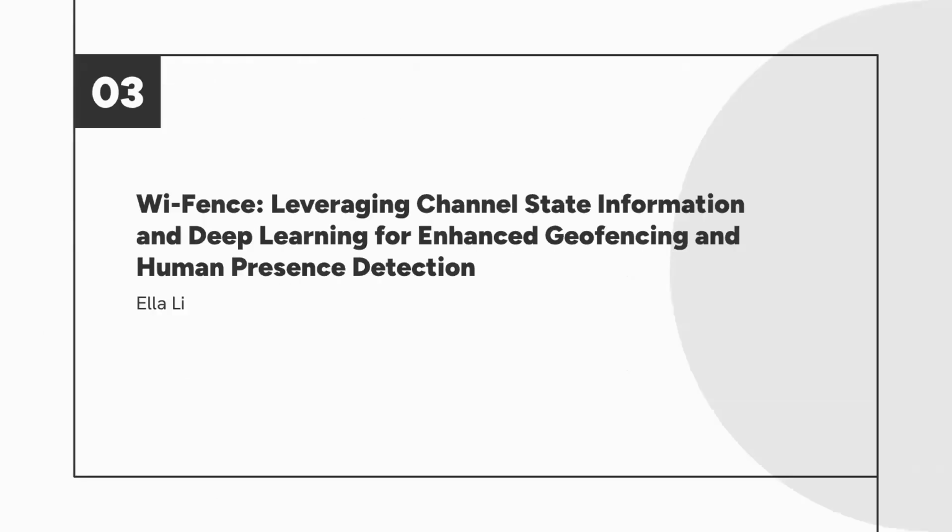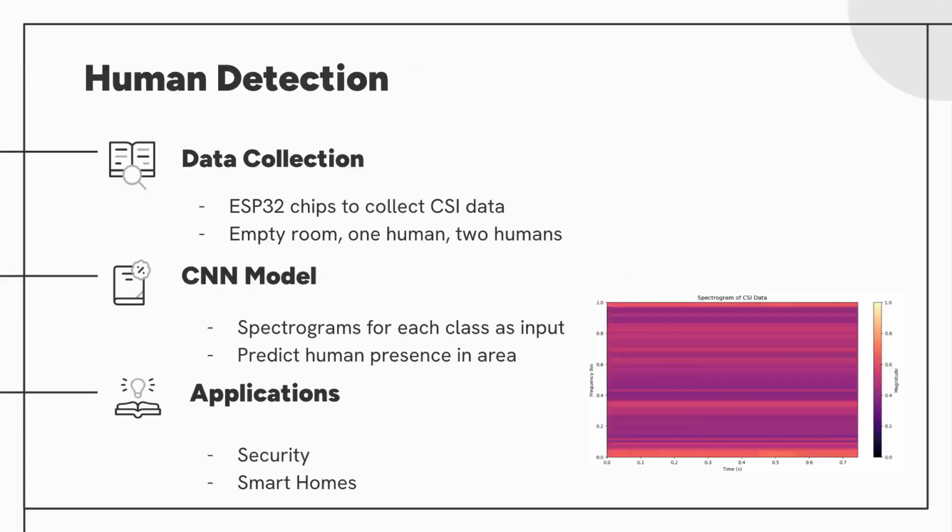So my project was YFence, where I used CSI data and deep learning for geofencing and human presence detection. In the past, people have implemented human activity recognition systems, but I focused specifically on geofencing, where I detect if there's a human present in a specifically defined area, and that can be scaled using different numbers of ESP32 chips. So I collected data using 2 ESP32 chips, and I collected data of an empty room with 1 human and with 2 humans, and then I created spectrograms for each of these categories as input to my CNN model.